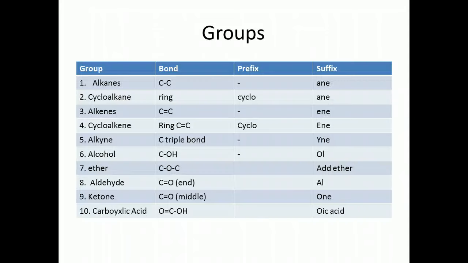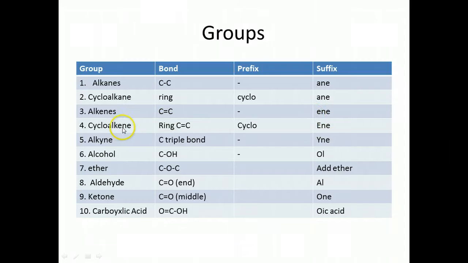So, first we have alkanes. We are looking for a carbon-carbon single bond, and we don't use a prefix, and that suffix would be ane. Then with cycloalkanes, we have a ring, and so we use the prefix cyclo, and we keep the same suffix, alkane, because we still have just carbon-carbon single bonds. Alkenes, now we add a carbon-carbon double bond. We don't have a prefix, and now we change the ending from ane to ene.